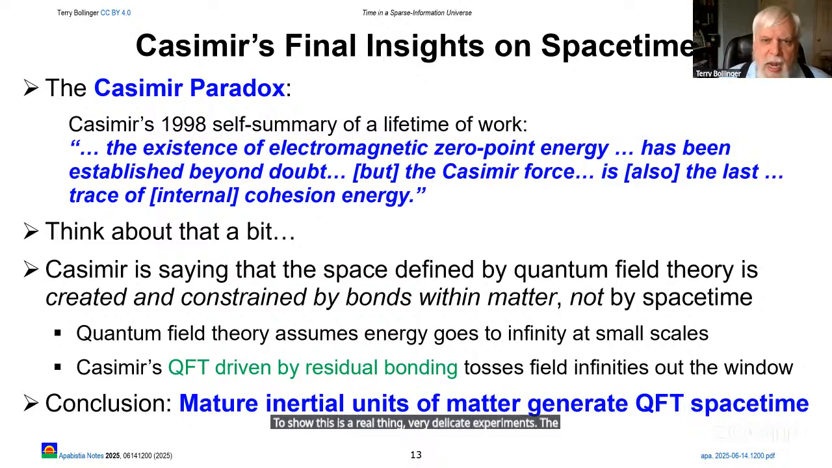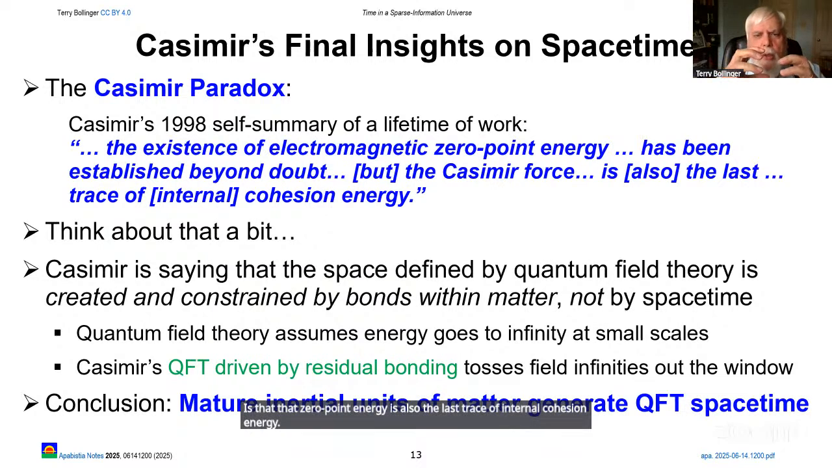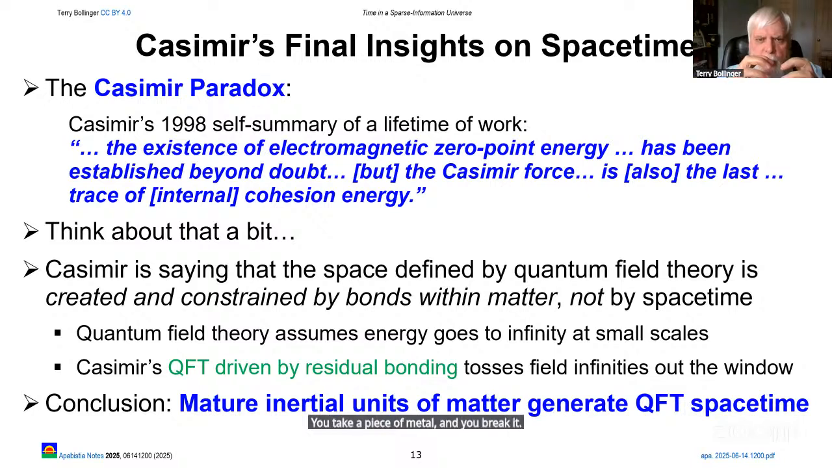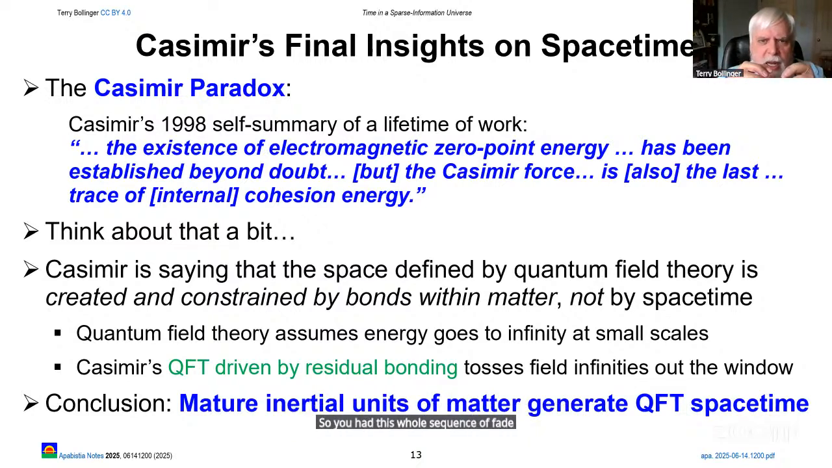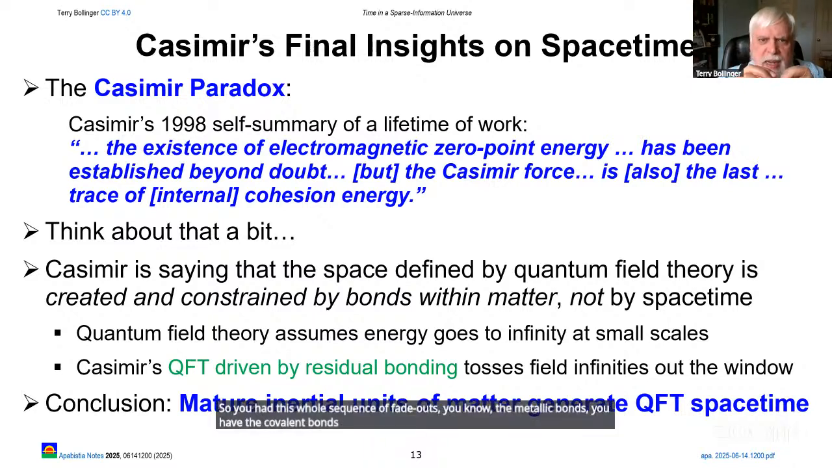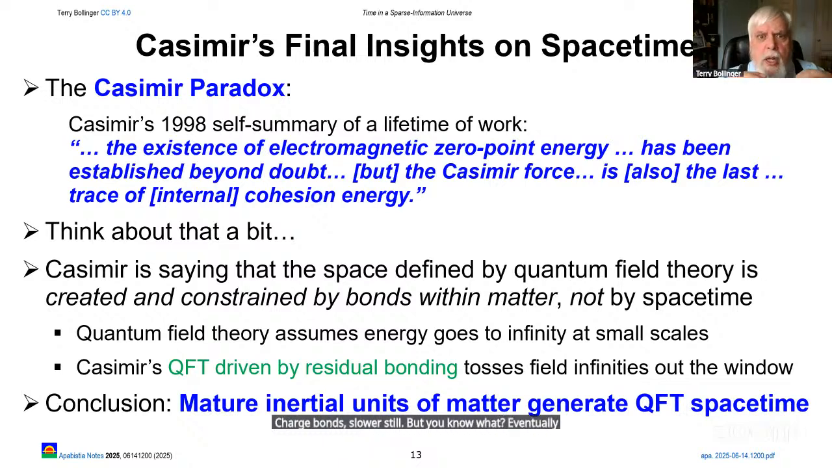The point that Casimir adds in that gets lost is that that zero-point energy is also the last trace of internal cohesion energy. If you take a piece of metal and you break it, as soon as you break it, the bonds between those metals are quite intense at first, but then they start fading out. So you have this whole sequence of fade outs, the metallic bonds, you have the covalent bonds. Covalent bonds fade out quicker. Metallic bonds a little bit slower. Charge bonds slower still. But you know what? Eventually, they all start to fade, except there's a little tiny remnant of energy that still comes from that separation.